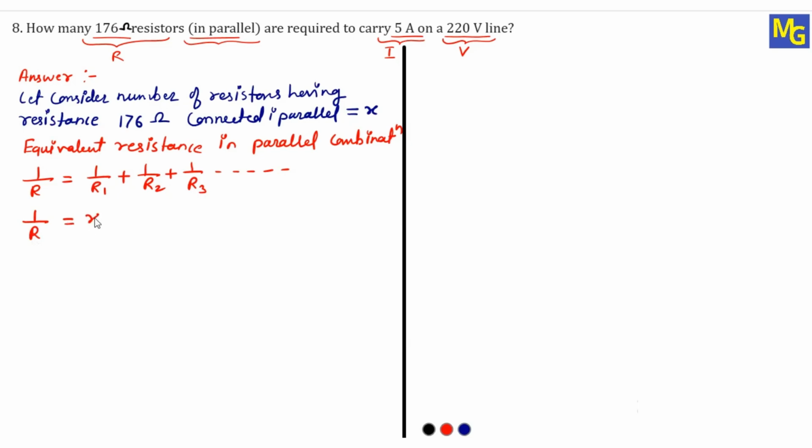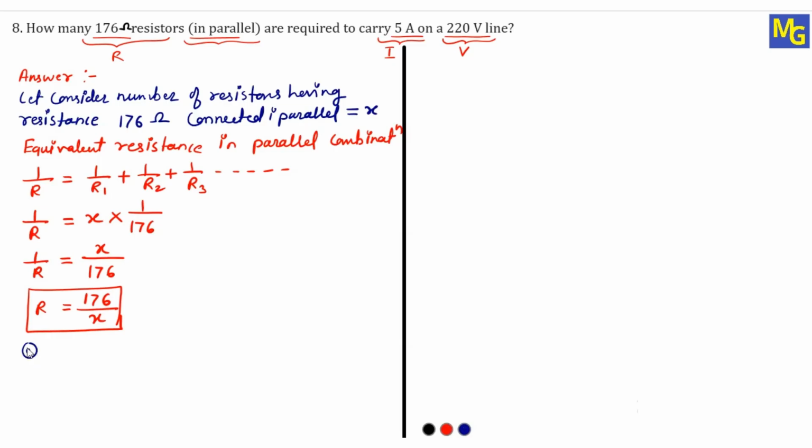1 by R is equal to x, the number of resistors, into 1 divided by 176. The resistance is fixed. It may be R1, R2, R3, the resistance is 176. But how many? R1, R2, R3, R4, R5, R6, so I have taken it as x. Now let me solve it. 1 by R is equal to x divided by 176, or reversing it, the R value will be 176 divided by x. So this is called the equivalent resistance in case of parallel combination.